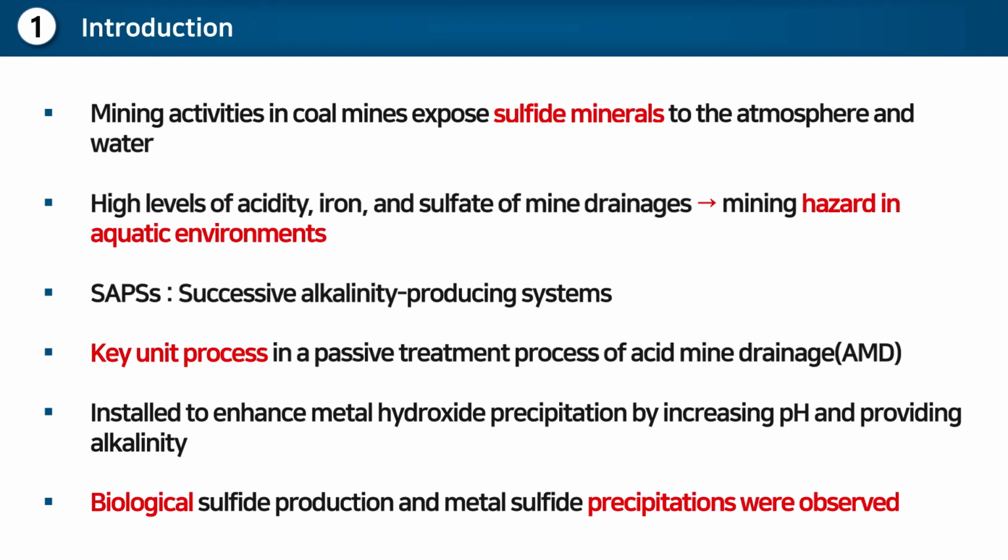SAPSes is successive alkalinity producing systems, and it is a key unit process in a passive treatment process of acid mine drainage, performing acidity neutralization, sulfate reduction and subsequent metal precipitation. Initially, SAPS was installed to enhance metal hydroxide precipitation by increasing pH and providing alkalinity. However, biological sulfide production and metal sulfide precipitations were observed, which were found to be more efficient metal removal mechanisms.